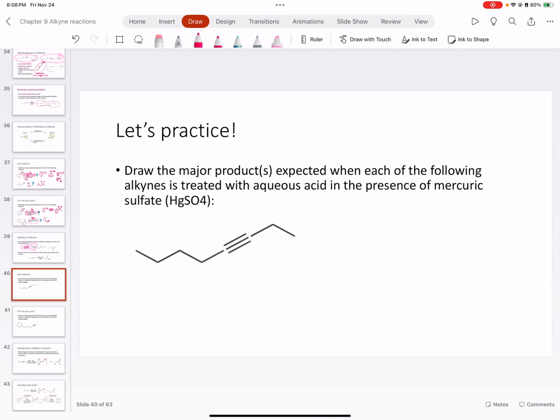Okay, let's practice. Draw the major products expected when the following alkyne is treated with aqueous acetate in the presence of mercury sulfate. Like we said, we're going to create ketones. So I'm going to create a ketone with this carbon and then with this other carbon. So we get 2 products.